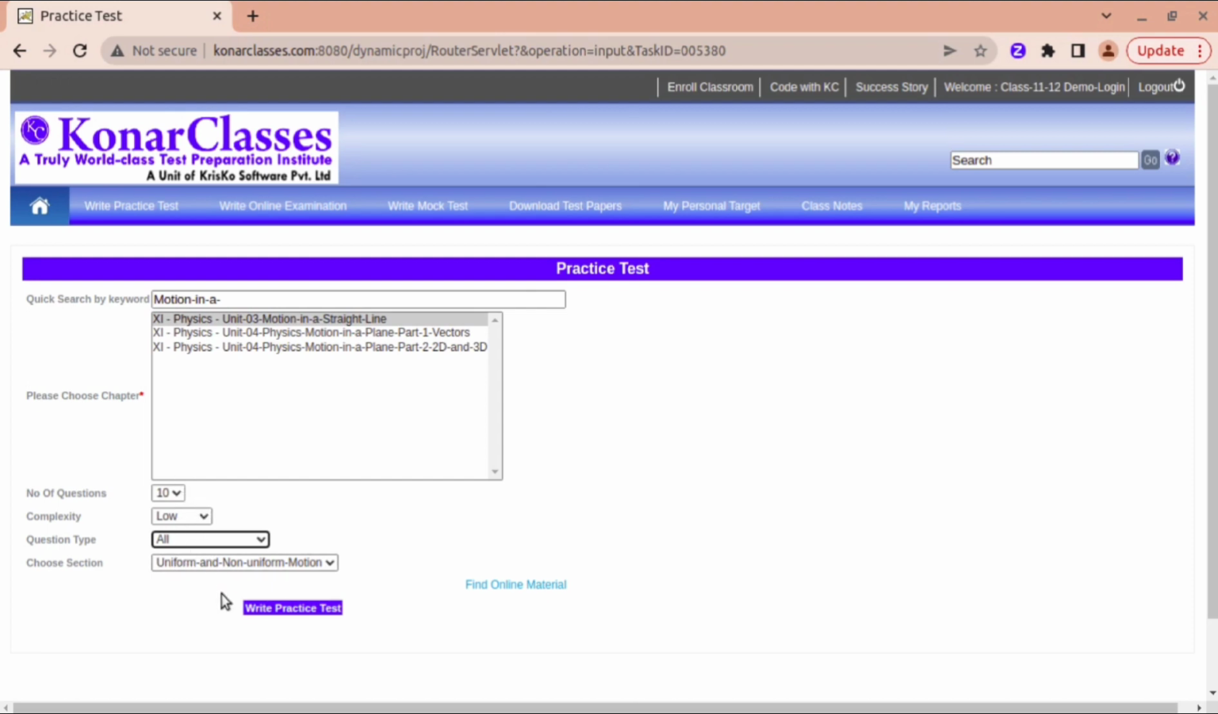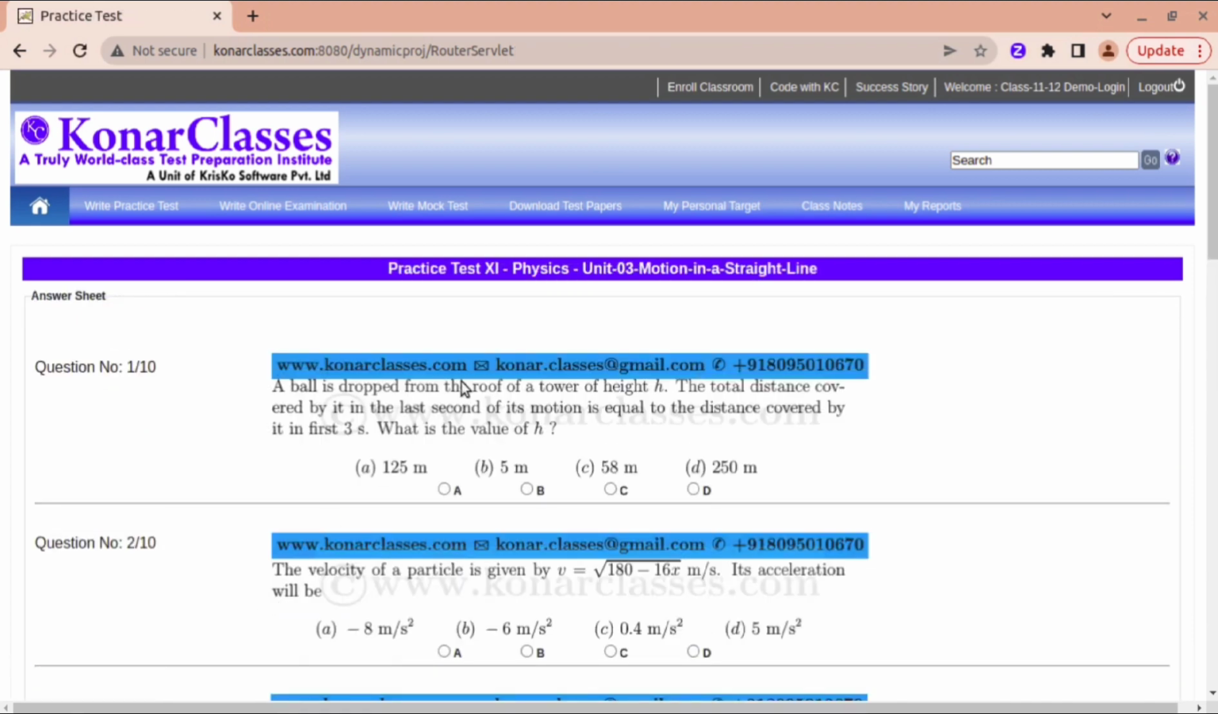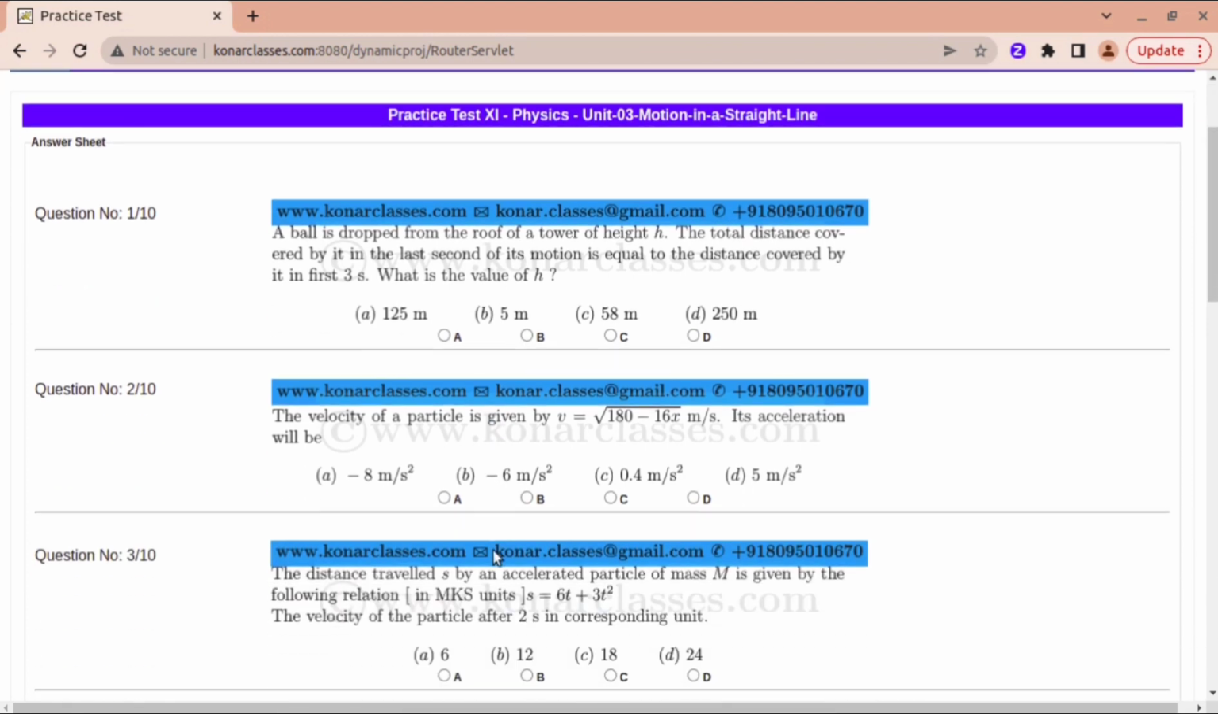So with this setup, if we click write practice test, what will happen, dear students, is that from the unit or chapter titled motion in a straight line, 10 questions of complexity low from the section titled uniform and non-uniform motion will be given to you. So let me click write practice test, and you see 10 such questions are appearing here.